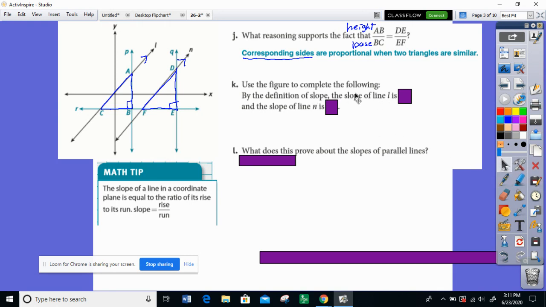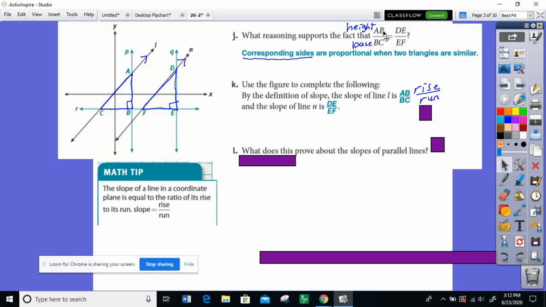So by the definition of slope, the slope of line L is AB over BC. Remember, slope is rise over run. That's just a ratio. So the ratio of how much we're rising divided by how much we're running is the slope. And then for line N, that rise over run ratio is DE, how much we're moving up, divided by EF, how much we're running over.